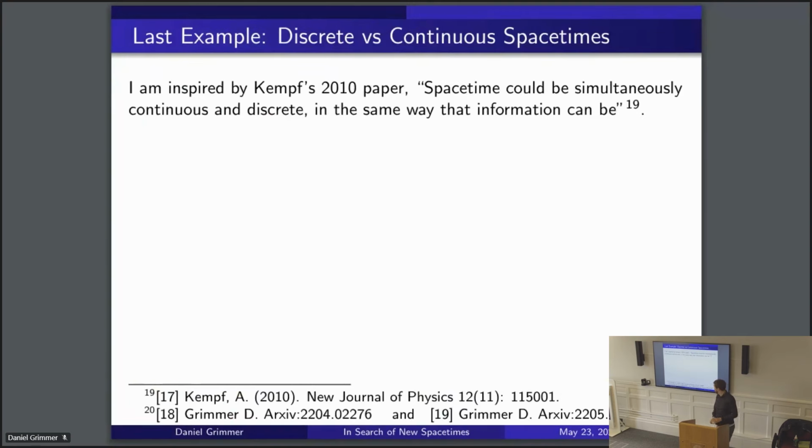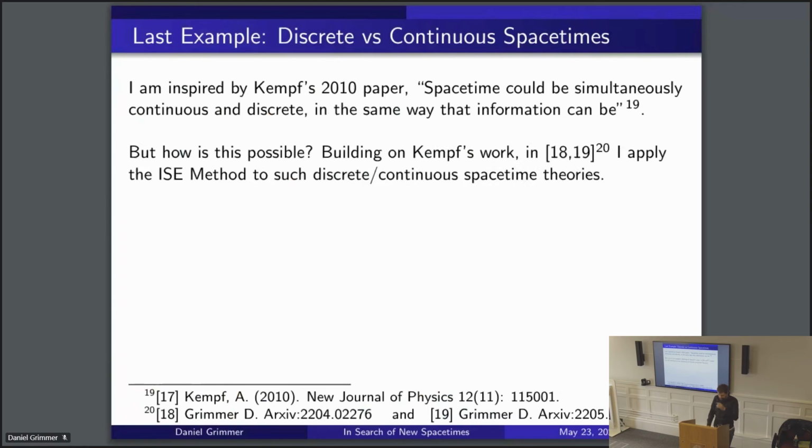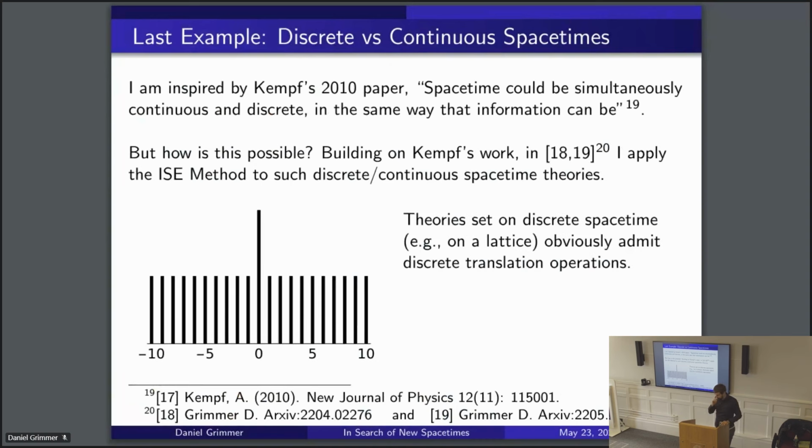Just one last quick example, and then we'll get to some conclusions. Inspired by Achim Kempf, he has this great paper called Space-Time Could Be Simultaneously Continuous and Discrete in the Same Way Information Can Be. But how is that possible? Building on Kempf's work, I applied a much earlier version of the ISE method to this example.